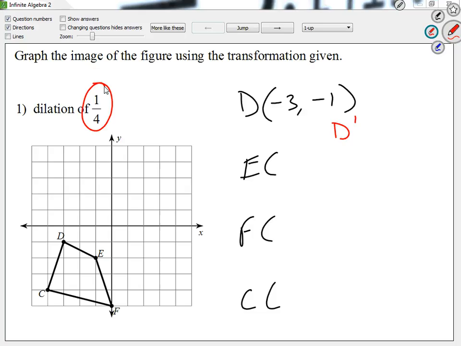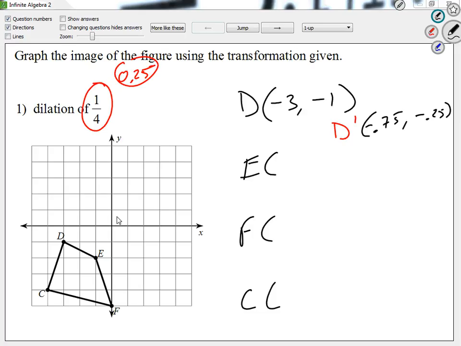On your calculator, you're going to use decimals. 1/4 is the same thing as 0.25. If we don't know what 1/4 is as a decimal, before you get your numbers, on your calculator go 1 divided by 4, and that gives you your decimal. So we know it's 0.25. So with the calculator, multiply everything by 0.25, and I'm going to get -0.75, -0.25. I multiply each of these by 0.25.